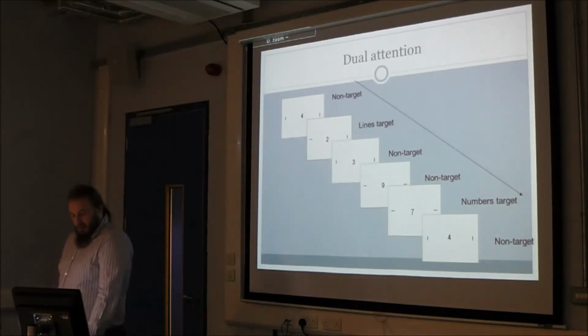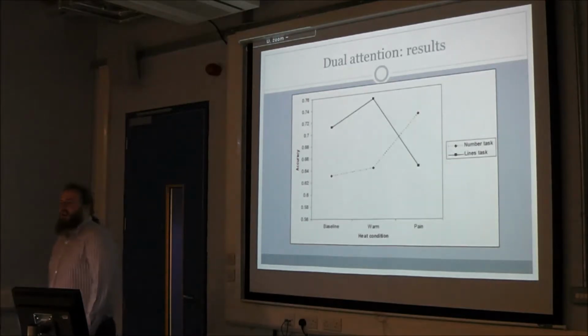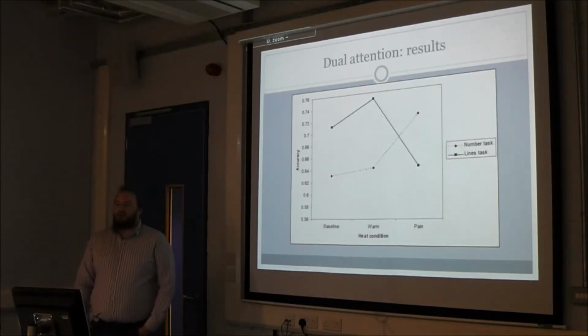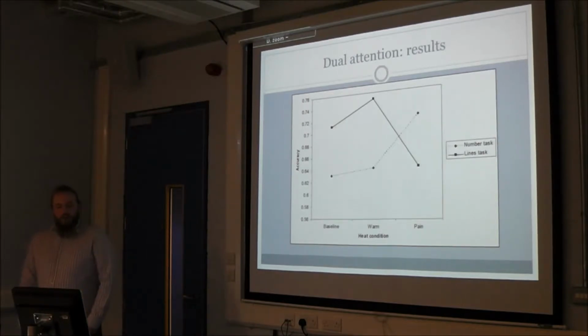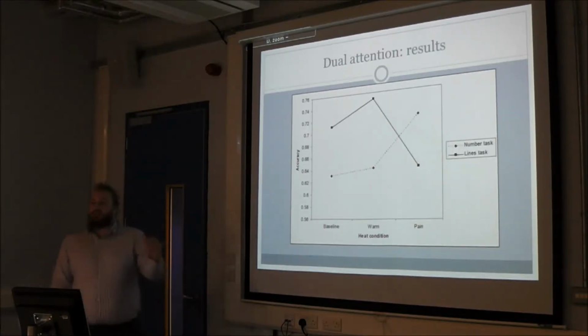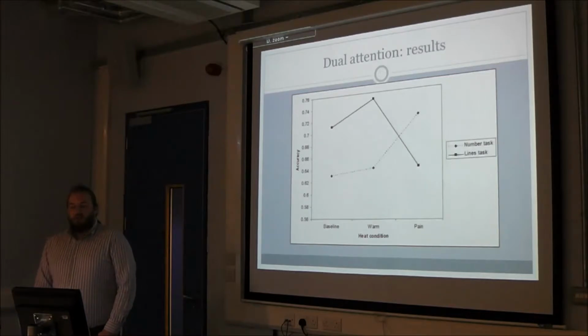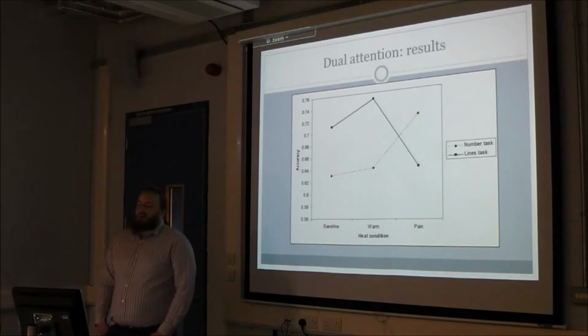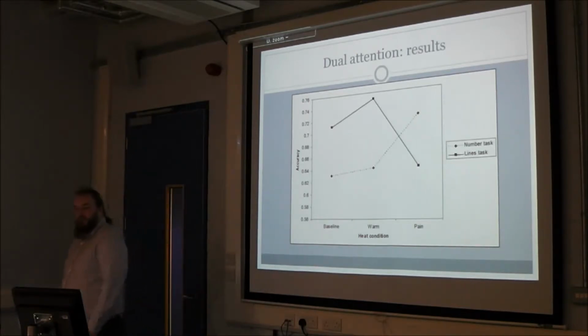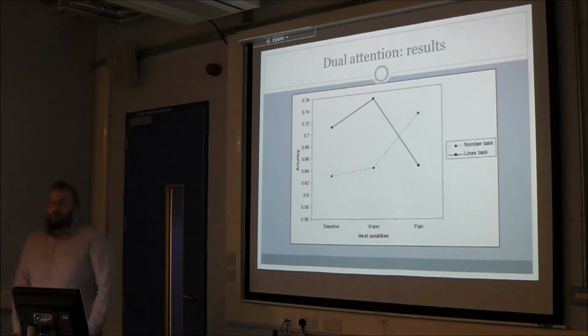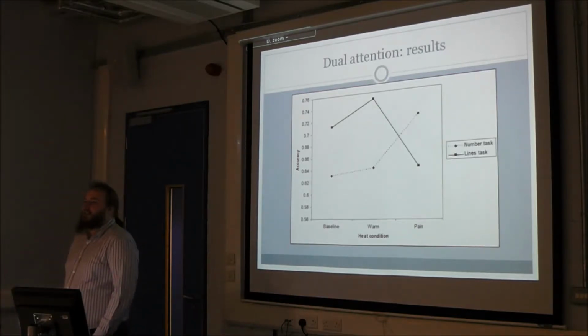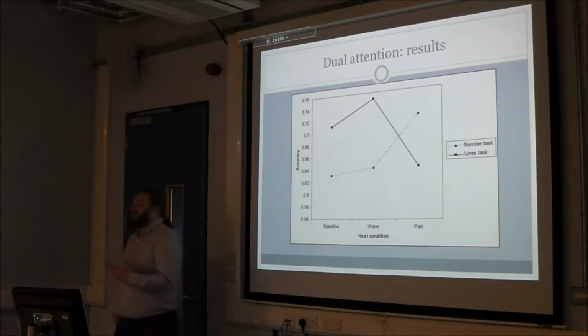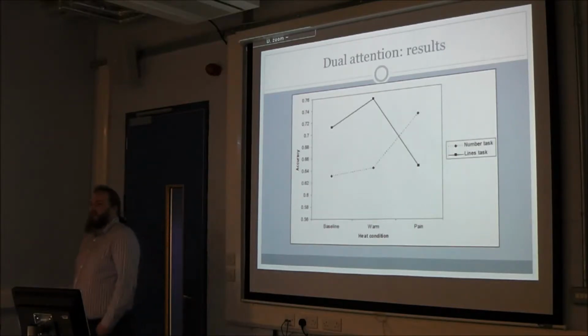other. And what we found here was, again, slightly complex, not as straightforward as we would ideally like. During the baseline and warm conditions, participants found the lines task, the peripheral task, fairly straightforward, performing up around 75%. And when in a pain condition, this performance dropped off greatly. Just to confuse things a little bit, they actually got better at the numbers task in pain.